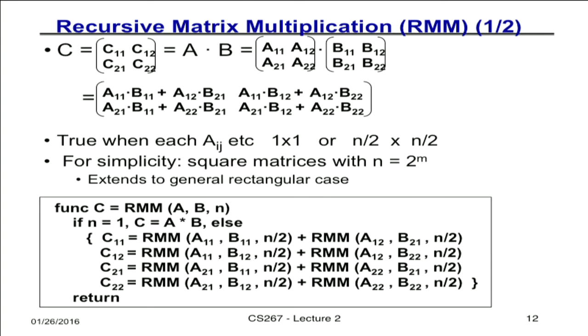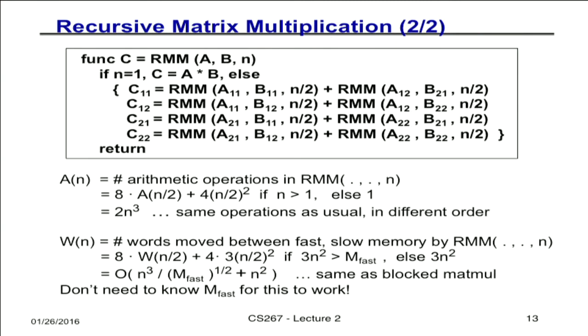Okay, so that's just a simple recursive algorithm, and it turns out that this is going to perform pretty well in memory. So why is that? Well, we'll do a little bit of theoretical analysis here and try to figure out, first of all, what's the computational cost of running this recursive algorithm, and then what is the data movement cost of running this algorithm.